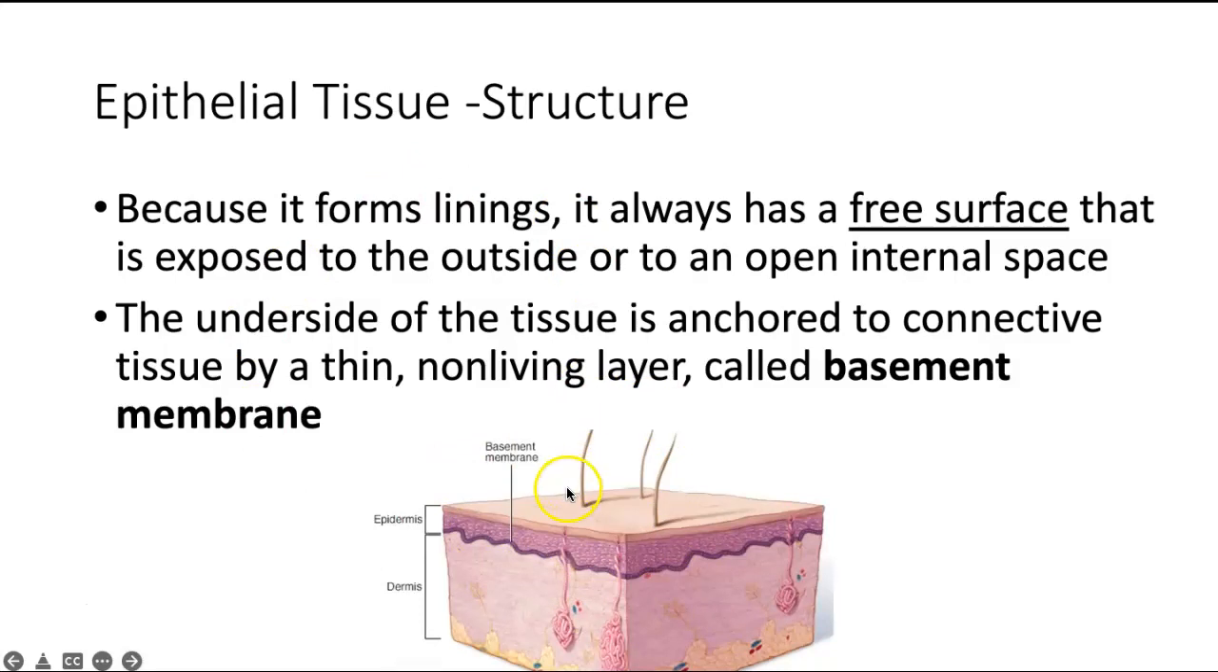But it could be in other places in your body, like in your intestines, it's open to the inner tube that is your small intestines. That's the open area. It could be open to the blood or the blood vessels, right? Like in your blood vessels. So there's always one open free surface, okay? And then on the other side, there's something called a thin non-living layer. It's anchored to connective tissue, which is, remember, kind of more of the beams and the framework, by a thin non-living layer called the basement membrane. So if you think about it, look at this guy right here.